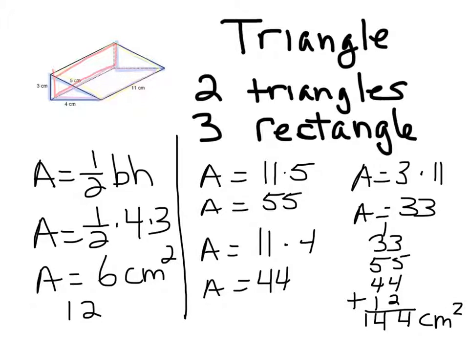Okay, so to recap, on the triangular prism, you have 2 triangle bases and 3 rectangles as lateral sides. You then need to identify all of the dimensions of your rectangles and your triangles and find the area of all of them. Then you find the total area.